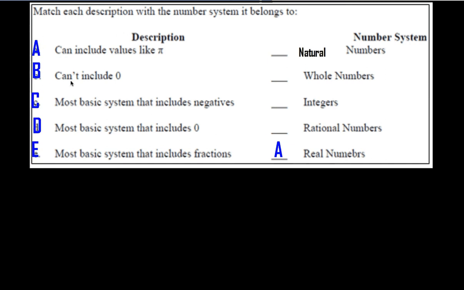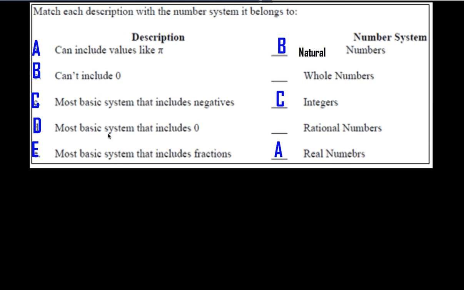And so the very next one, for B, it says it cannot include 0. And we know, we practice very well, the main difference between the whole numbers and the natural numbers is that the naturals do not include 0. For letter choice C, it says most basic system that includes negative. So make sure you're reading this entire thing. Well, we know 2 of these include negatives. However, it's talking about the smallest subset. So it's going to be C for integers because that is the smaller of those 2 subsets.